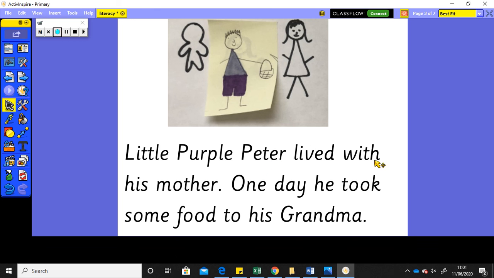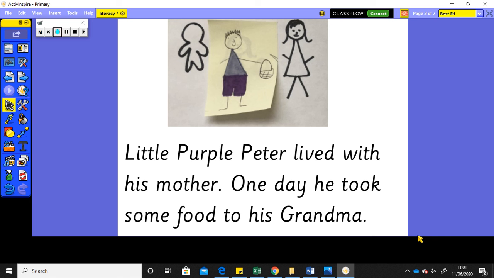Little Purple Peter lived with his mother. One day he took some food to his grandma. Now I'm not going to write any more today. I'm going to write about the setting where the story takes place tomorrow because that's the next part of my story plan. So my opening is Little Purple Peter lived with his mother. One day he took some food to his grandma.